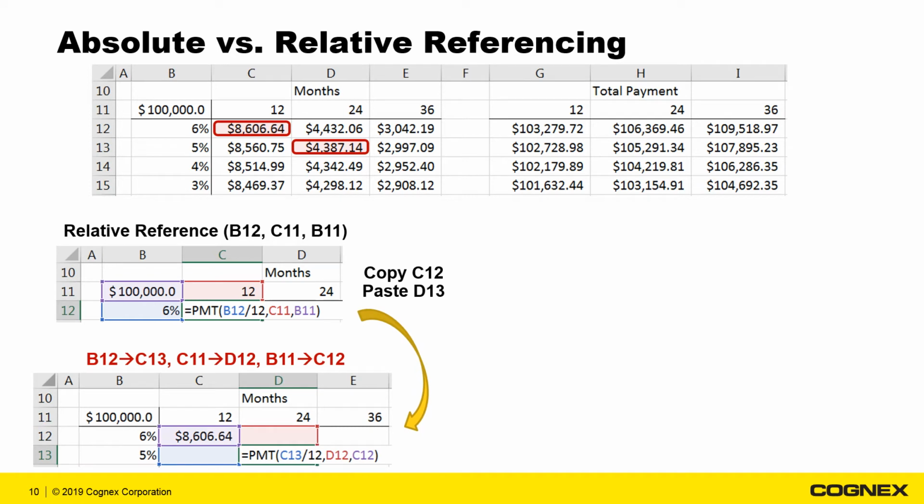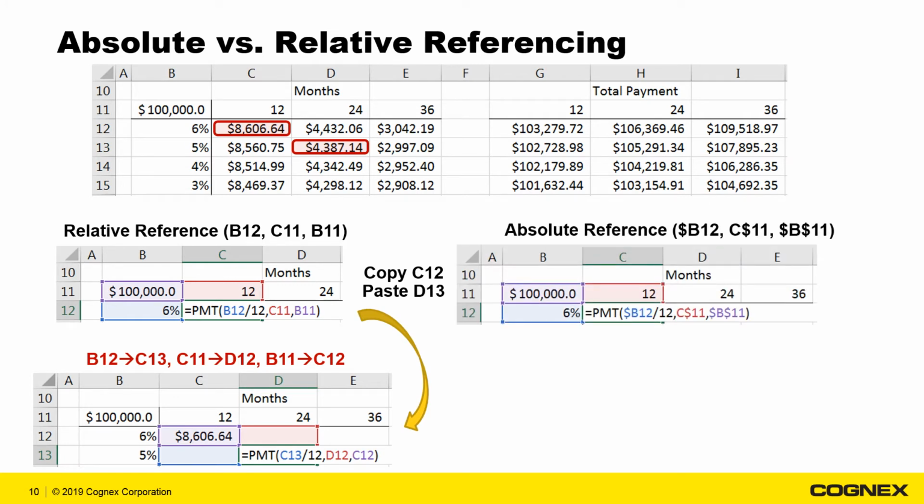If I were to use relative references in my PMT formula and point to my loan amount in B11, the duration in C11, and interest rate in B12, then paste this function into other cells in my table, my calculation will be meaningless. Here I copy the function in C12 to D13, which is over one column and down one row, so each cell reference in the original function is increased one column and one row during the paste operation, meaning they're no longer pointing to the desired source data.